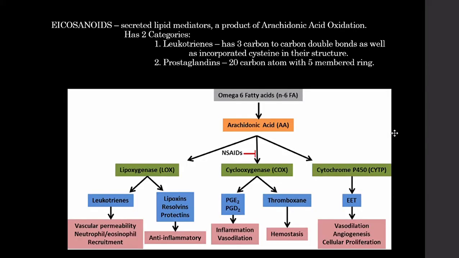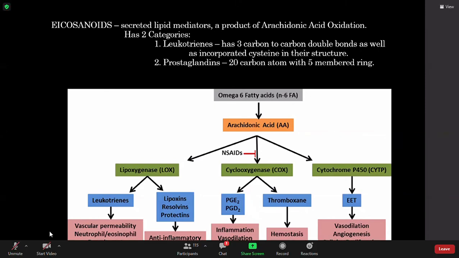So, inside the WBCs, there are also eicosanoids. Secreted lipid mediators, a product, please take note, of arachidonic acid oxidation. Na-discuss na to ni Dr. Monsanto, wala pa. Na-discuss na, wala pa. Anyways, very in-depth yung discussion ninyo to. I will broadly discuss lang to.